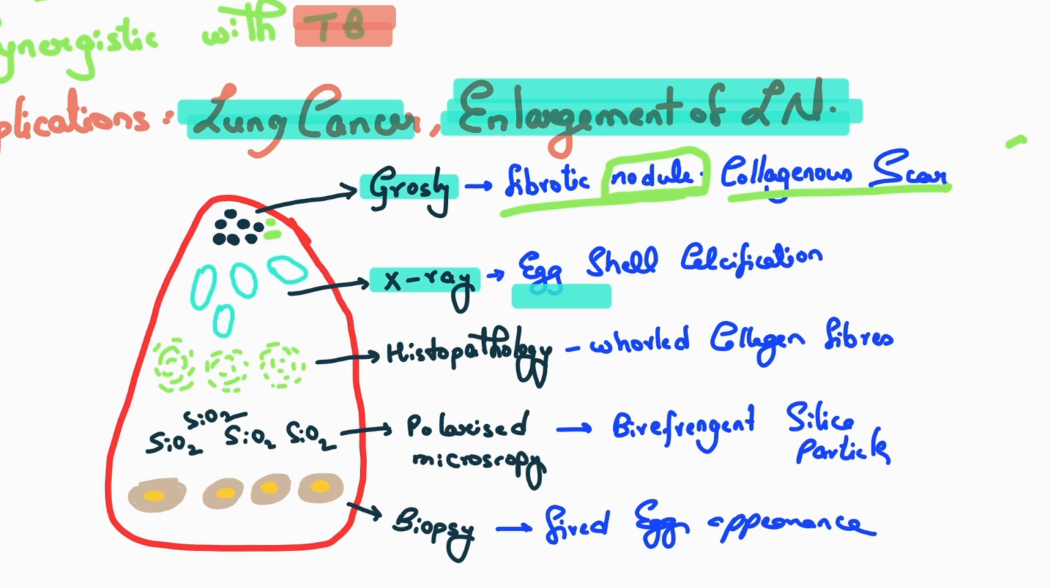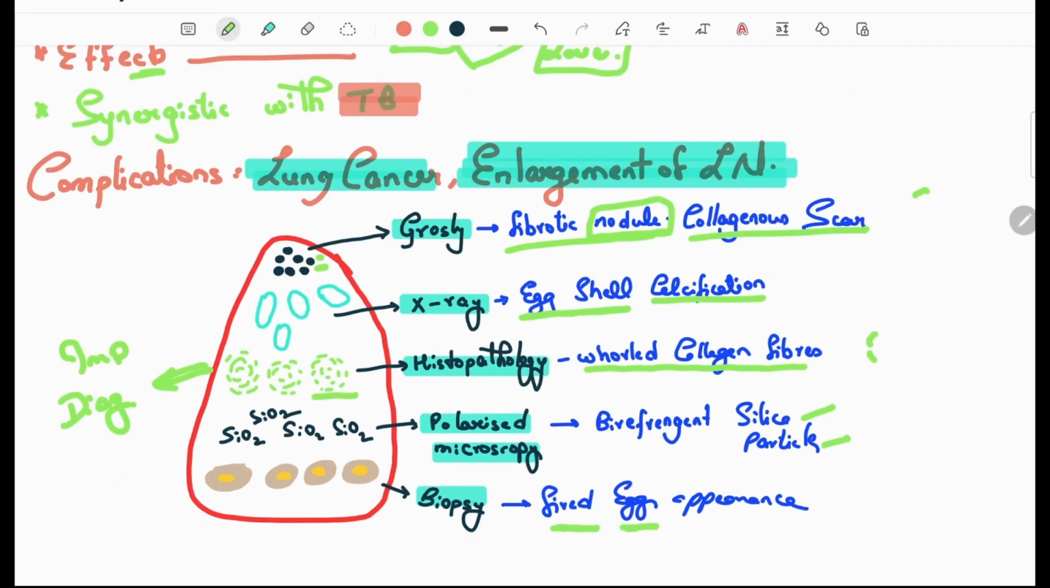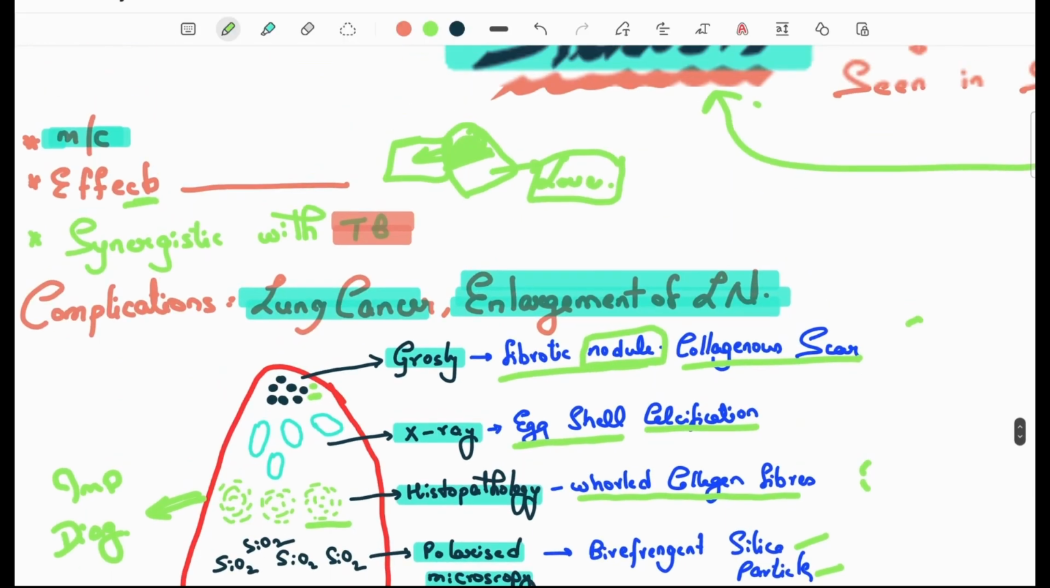Second one is X-ray. Eggshell calcification is seen in the patient suffering with silicosis. Next one is histopathology. In this histopathology, you will see whorled collagen fibers. Collagen fibers are arranged in a circular manner, and in polarized microscopy, you can see SiO2 particles. Silica particles can be observed in polarized microscopy, and if you send the lung to the biopsy, there you can observe fried egg appearance. This mnemonic you can easily remember.